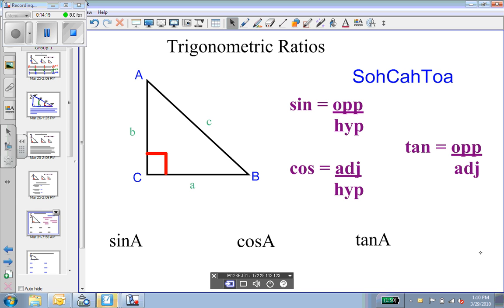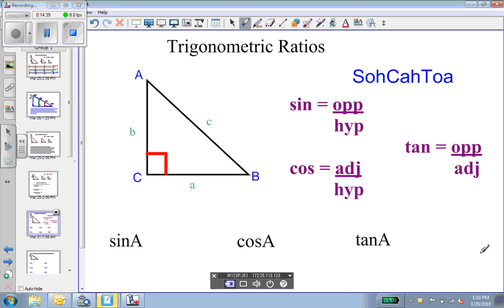There's an abbreviation you can use to help you remember: SOHCAHTOA. So what does sine mean? What is cosine? Tangent? Good. Okay, so let's go through and do these.